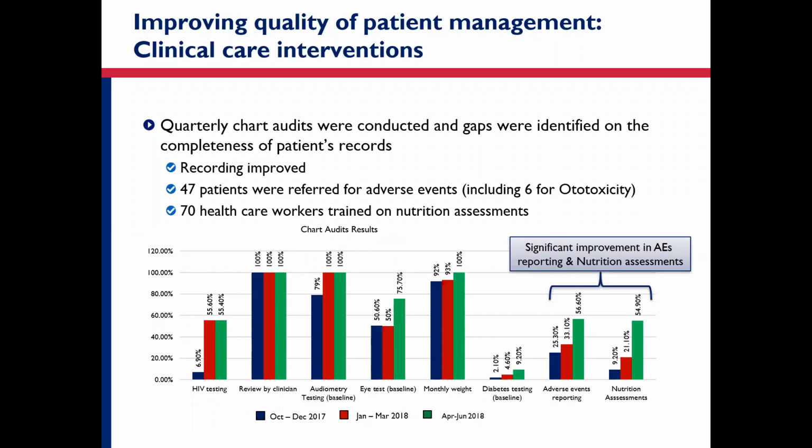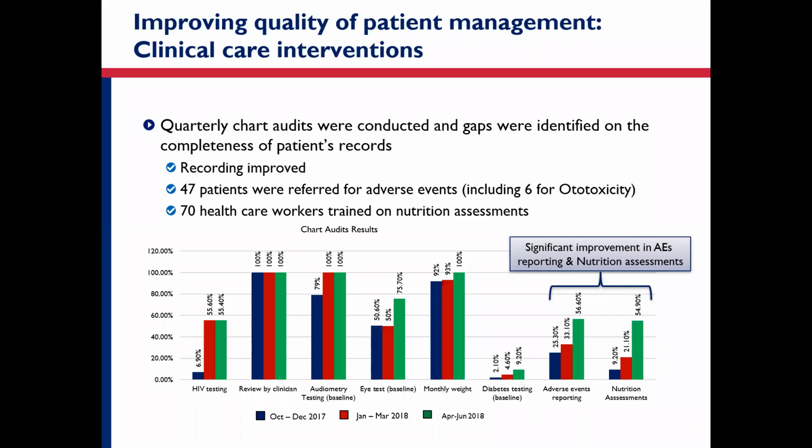So earlier we spoke about the tools that we developed to implement the supportive care package. So when we look at this tool, we bring back the chart review. So our DRTB nurses went through patient charts on a quarterly basis to identify gaps in care and to identify what were the challenges, what were the issues.